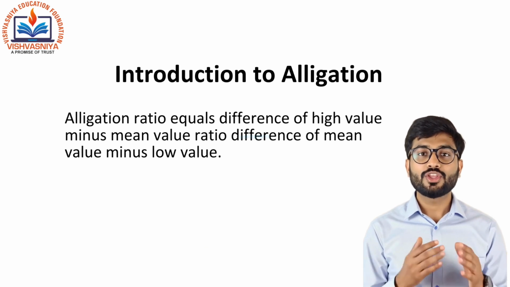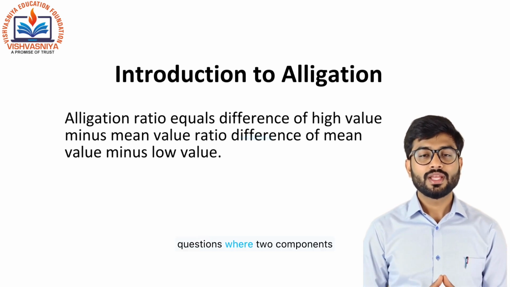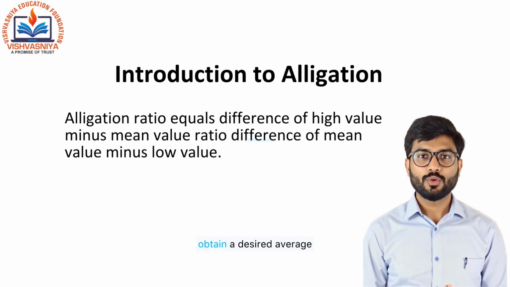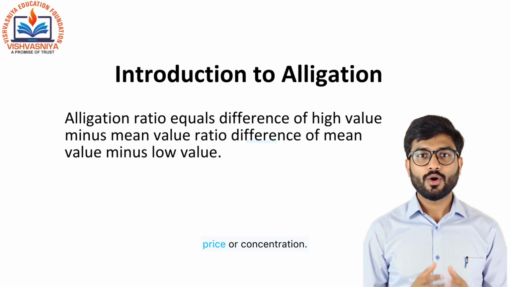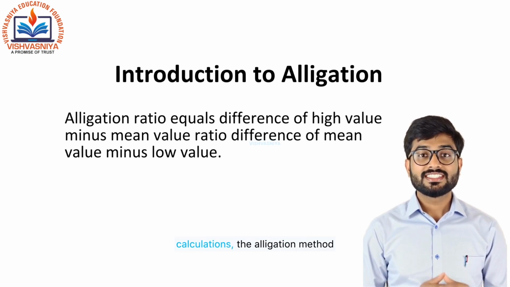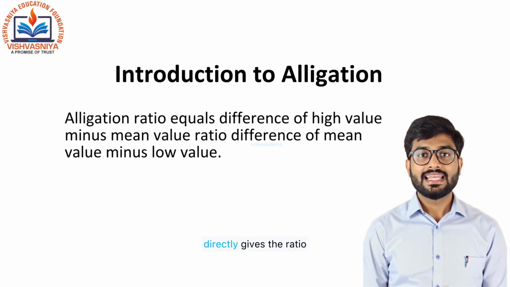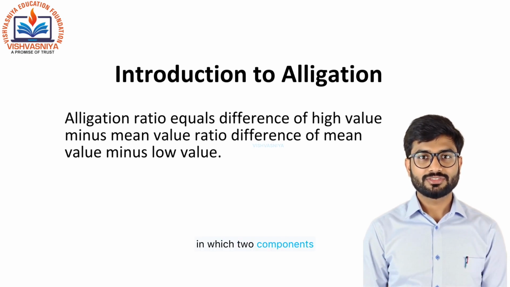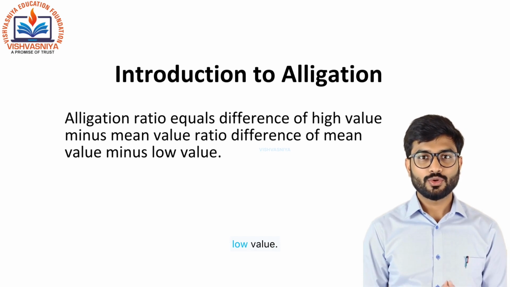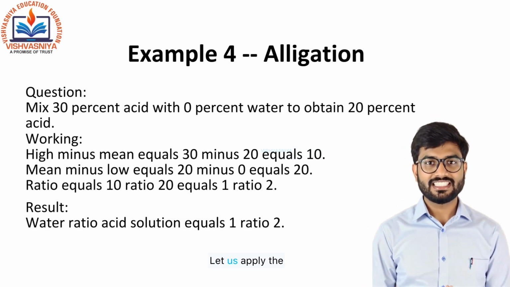Alligation is a special shortcut used for mixture questions where two components with different prices or concentrations are mixed to obtain a desired average price or concentration. Instead of doing long calculations, the alligation method directly gives the ratio in which two components must be mixed. The rule is: ratio equals difference of high value and mean value, to difference of mean value and low value. Let us apply the alligation method.